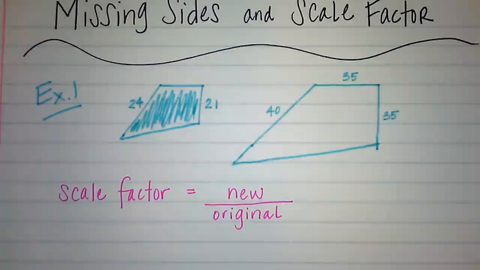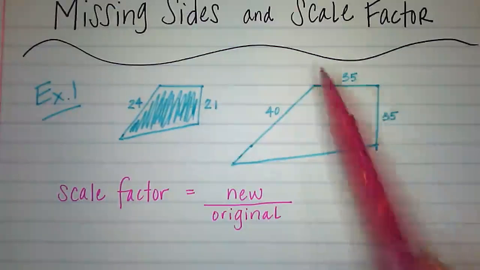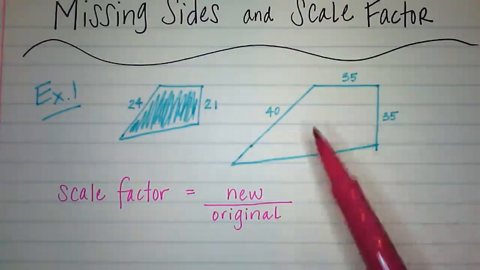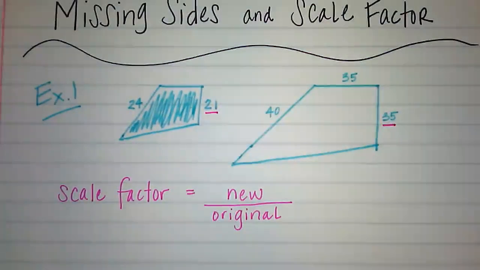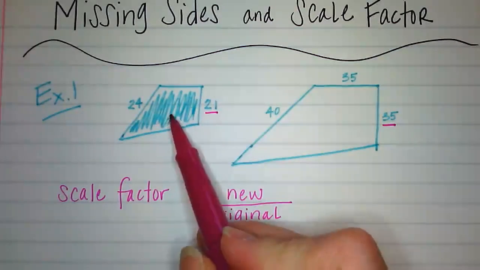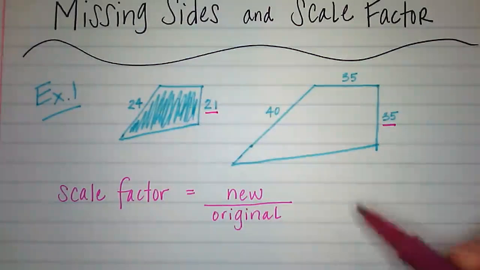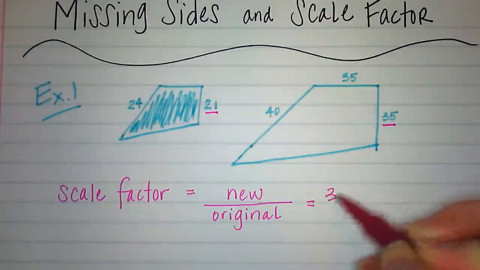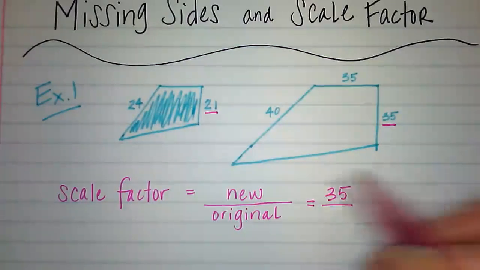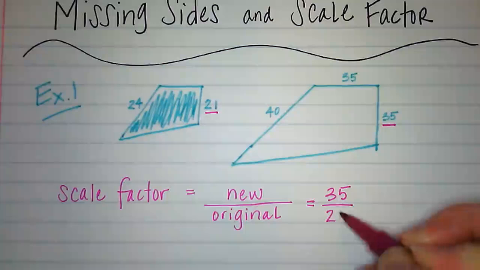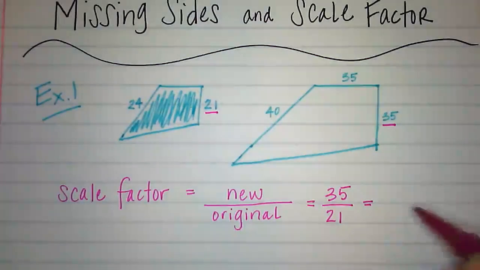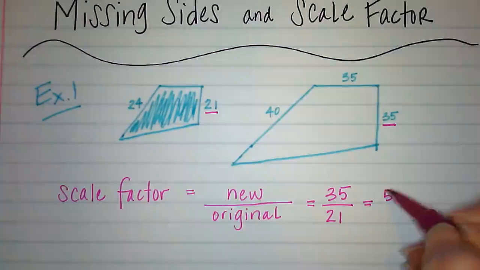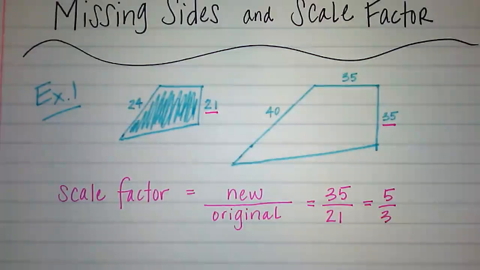So what we need to do is match our corresponding sides. I drew these to look like they were similar as well, so I can see that 21 and 35 match up with each other. If this is the original shape, this is our new one. So the new shape side length is 35, and the original side length that corresponds with it is 21. I can reduce both of those by 7, which makes 5 over 3.